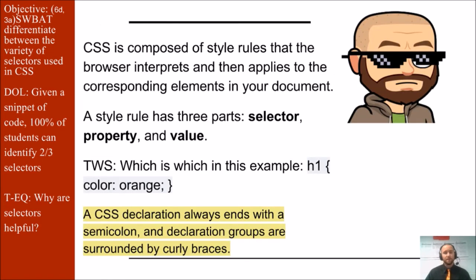CSS is composed of style rules that the browser interprets and then applies to the corresponding elements in your document. A style rule has three parts: the selector, property, and value. Think, write, share which is which in this example. So which one is the selector, which one is the property, and which one is the value? And the CSS declaration always ends with a semicolon, and declaration groups are surrounded by curly braces.